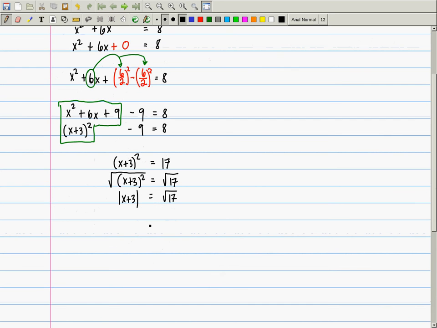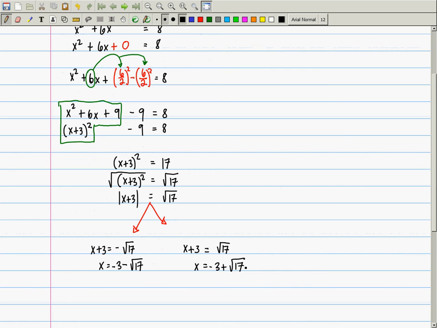So there are two possibilities. We want to remove the absolute value, which results in two possibilities. The first is that x plus 3 is equal to negative square root 17. It is also possible that x plus 3 is equal to positive square root 17. From here, you just solve for x in the usual way. So x is negative 3 minus the square root of 17, or x is negative 3 plus the square root of 17.